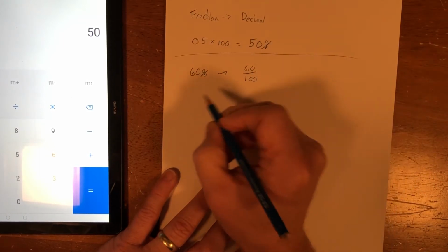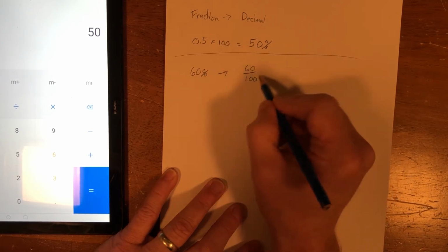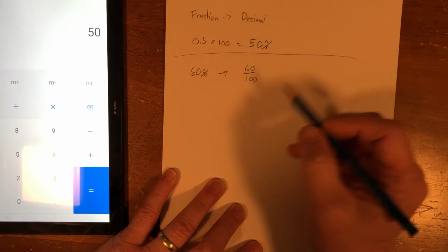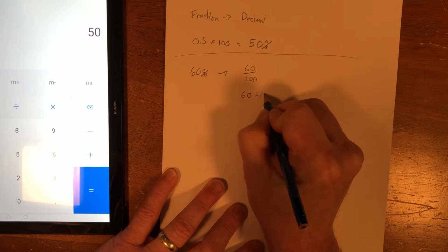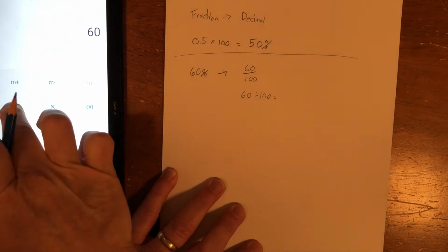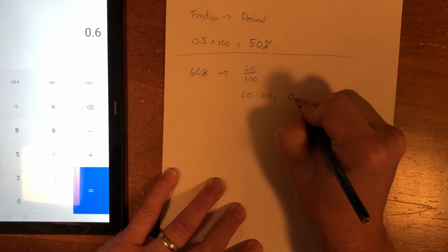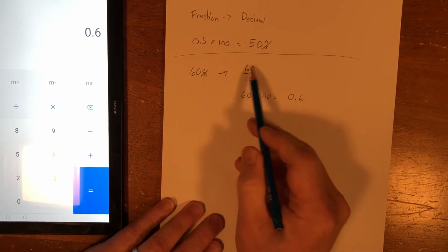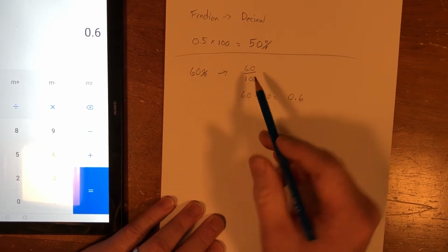Now to convert a percentage to a decimal, we do the same thing we did here. We take our numerator and we divide it by the denominator. So on the calculator, you would type in 60 divided by 100, and that is equal to 0.6. So we've now gone from a percentage to a fraction and from a percentage to a decimal.